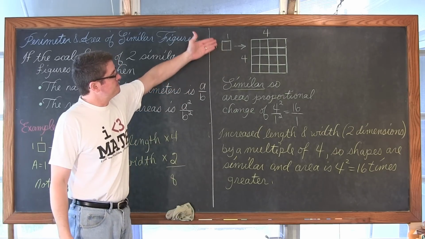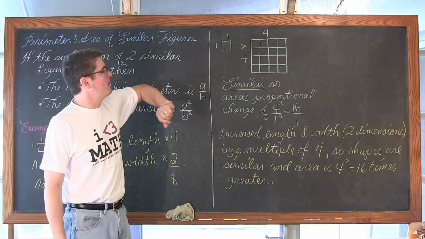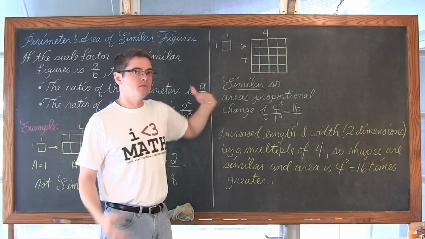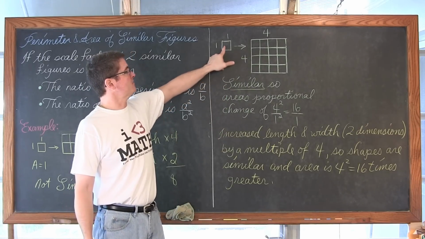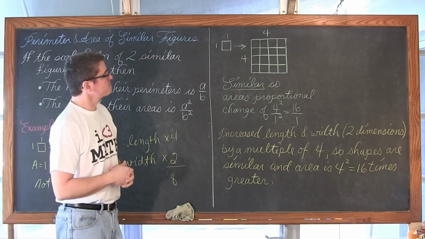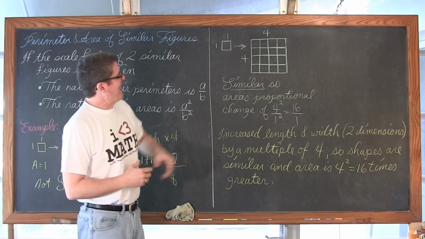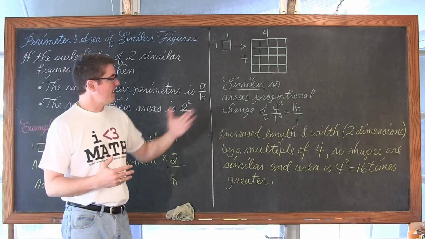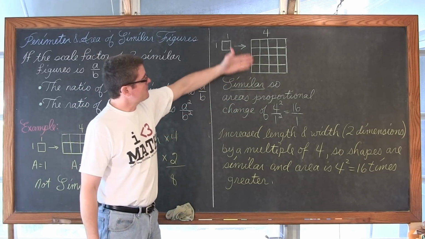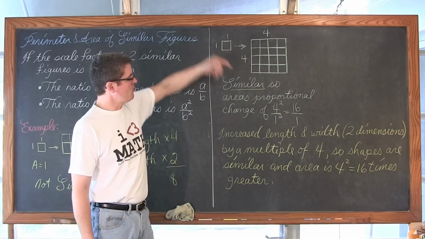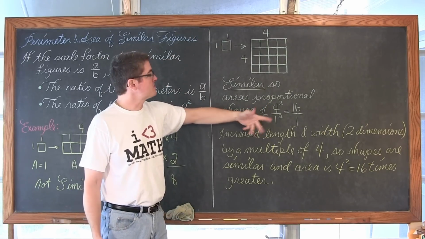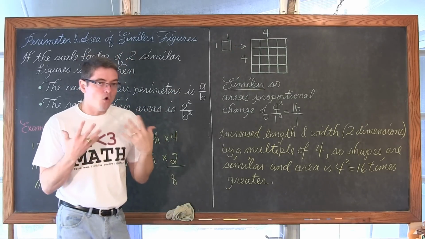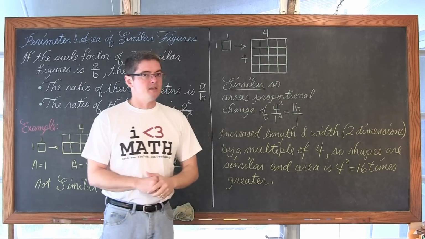So I've got a square with the length of 1 by 1. I've got another square, which is similar because they're two squares. I guess I should mark little right angles in the corners, but take my word for it. And the length and the width both got changed by a multiple of 4. So if we set up the large figure over the small one and get 4 over 1, that's the ratio of this side to this side, then the overall area is going to be 16 times larger.